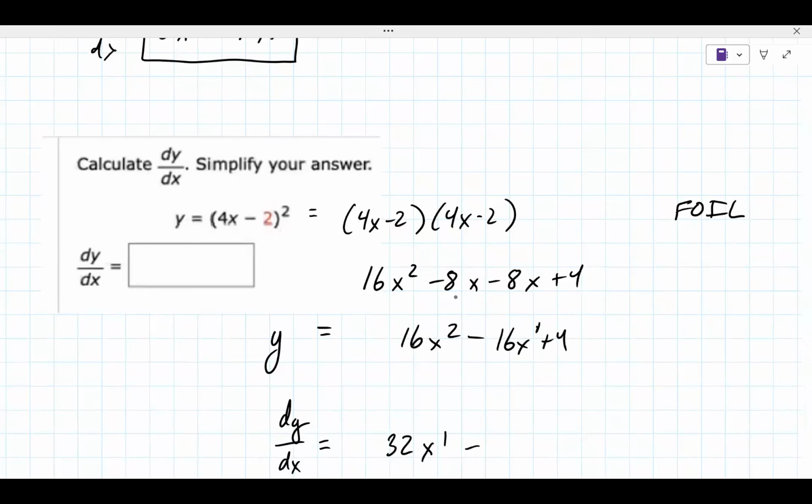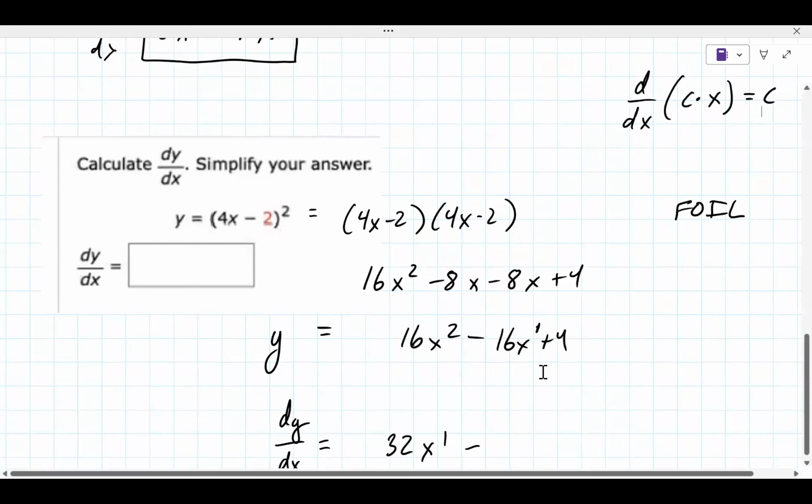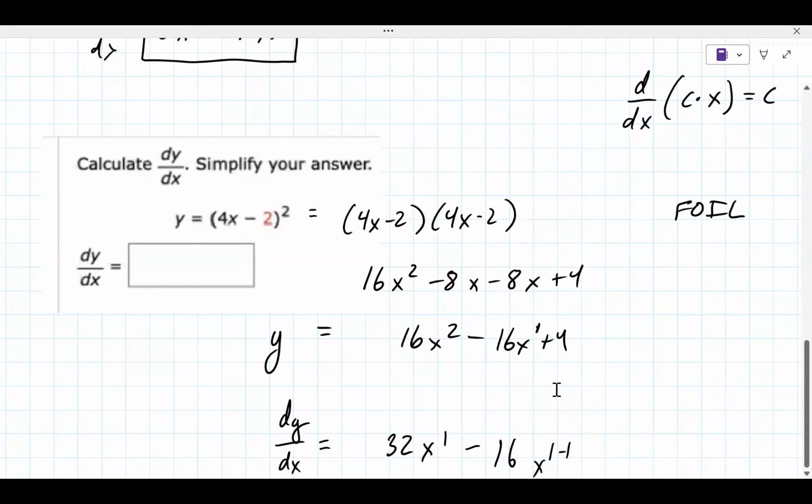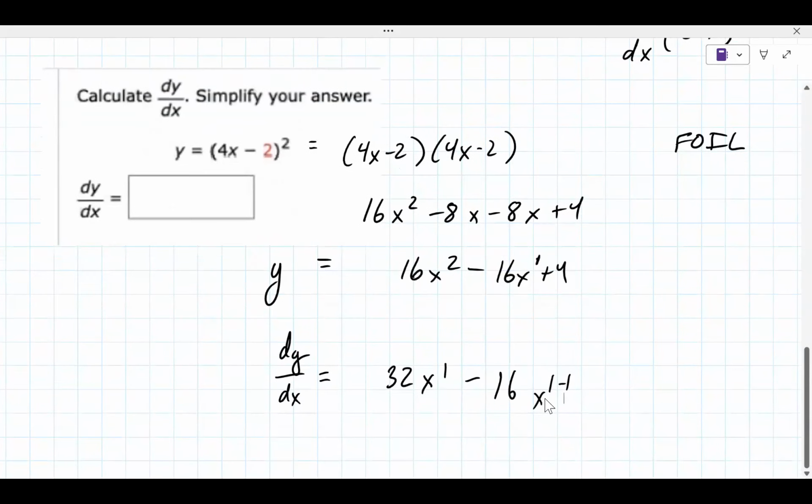This one's maybe the oddest here. So it's kind of a new rule, but it kind of isn't. The derivative of a constant times x is just the constant. So it's just 16 then? It's just 16, yeah. But it really is the power rule, because you're bringing it down and it's 1 minus 1 for the exponent, which is 0. And anything to the 0 power is 1. So that's why it just becomes that.